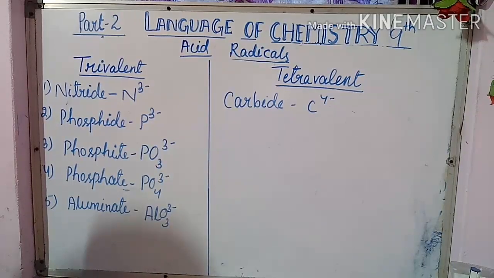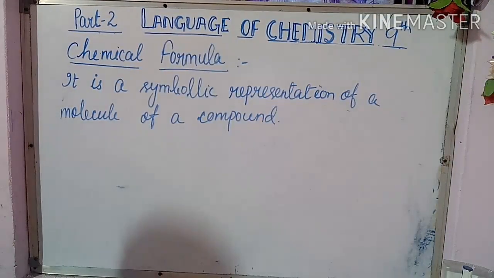Now children, we will read about the chemical formula. What is a chemical formula? How will you make a chemical formula? What is the procedure? Everything I will tell right now. So what is a chemical formula? It is a symbolic representation of a molecule of a compound. As I have told already, what is the symbol? You can symbolize the elements, but for a compound you have to make a chemical formula.